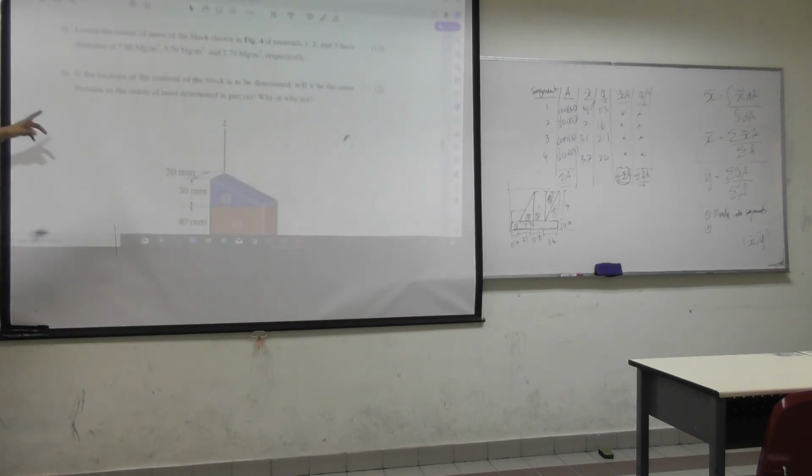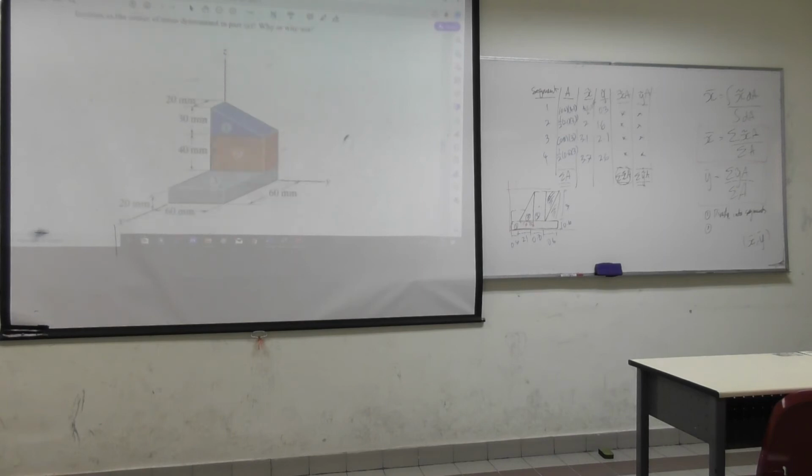and the density is given. Okay, because we are scrolling down, so I'll just write it here. So density for material 1 is 7.8 megagram per meter cube. Material 2, 5.7 megagram per meter cube. Material number 3, 2.7 megagram per meter cube. Right? Because we want to scroll down. Okay. So this is basically the density.